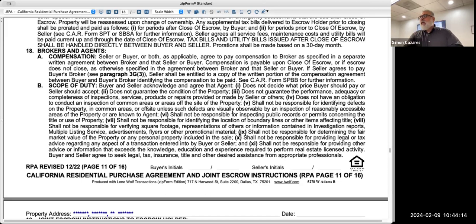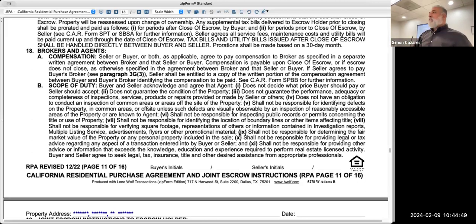This is your answer, Brandon. Seller shall be entitled to a copy of the written portion of the compensation agreement between the buyer and the buyer broker, identifying the compensation to be paid. Then it says, see CAR form SPB for further information.